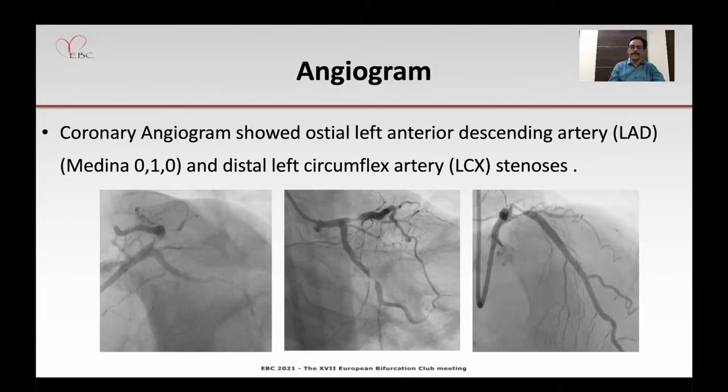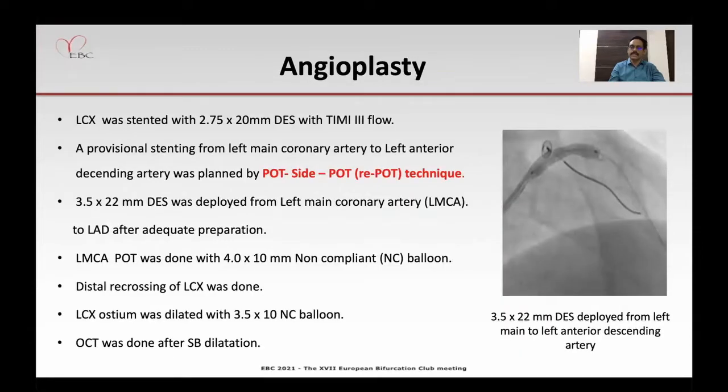The plan was PCI, and the strategy was to stent the distal LCX first for obvious reasons, and to stent the LAD lesion from LAD to left main. In other words, to treat it as a provisional left main. And the strategy we adopted here is REPOT, re-POT for short.